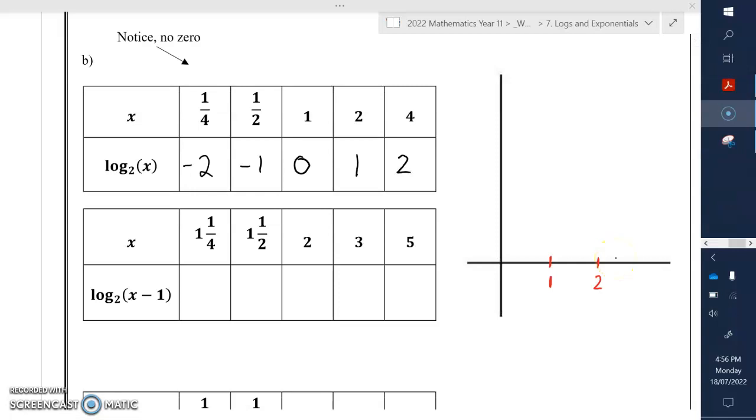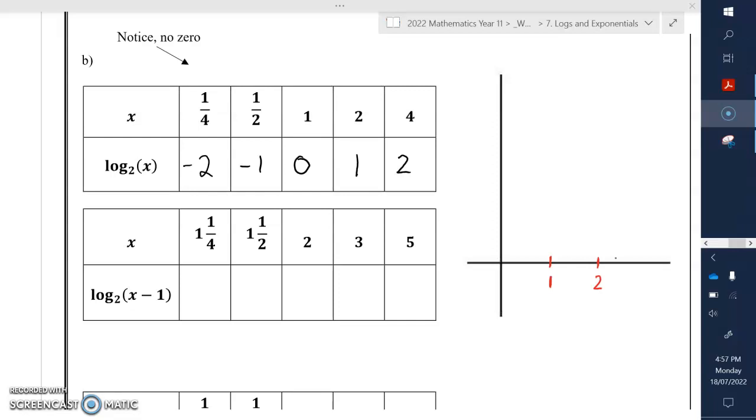We'll have a look at plotting log of base 2 of x in a moment. Before we do that, let's have a look at log of base 2 of x minus 1. Now let's think about what that means. Think back to your last topic on functions. What happened when we replaced the x with an x minus 1? It translated the graph to the right by 1. So we're going to be moving our graph to the right by 1 unit.